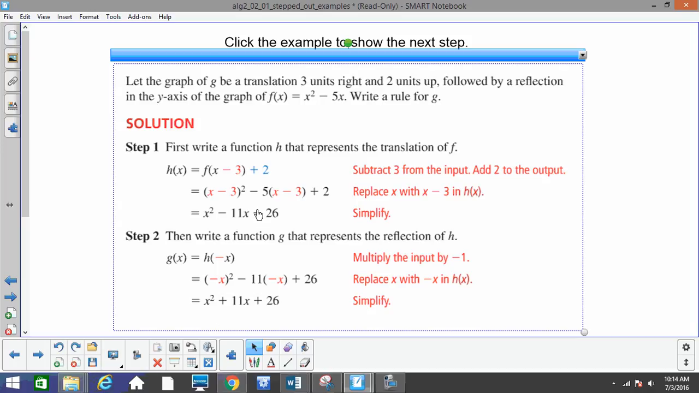This one I think is a little bit tricky because you have to subtract 3 from that input and then you have to square it. So it's actually x minus 3 times x minus 3. You're actually going to have to FOIL that out.